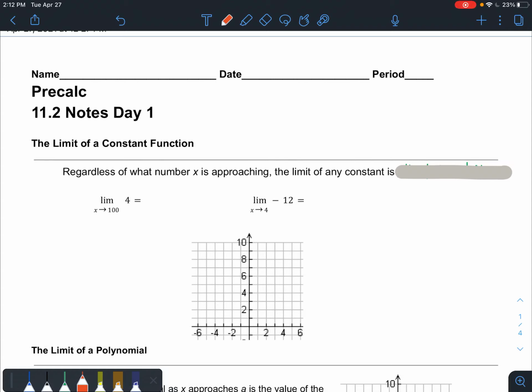Hey y'all, it's me, Miss B, and today we're talking about the limit of a function, the limit of a polynomial, and the limit of a root.